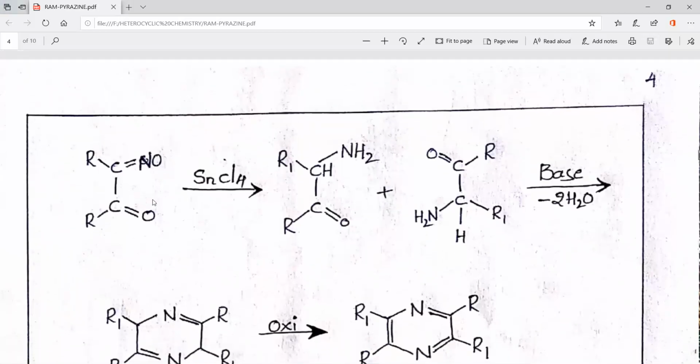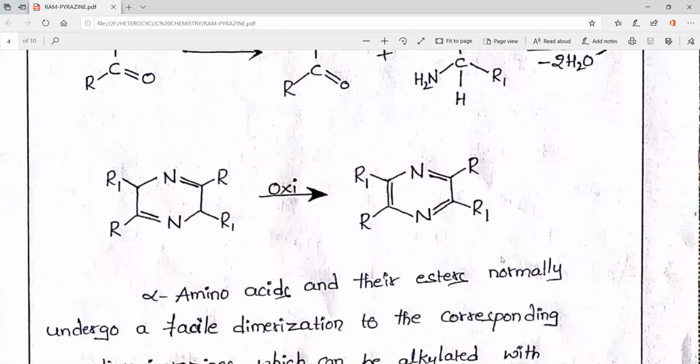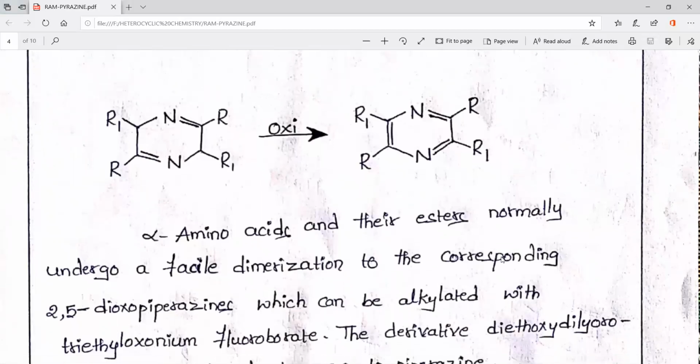So it is a nitroso compound. The nitroso compound is reduced with stannous chloride to the corresponding amine. The amine is then treated with a base. So two molecules of alpha amino ketones. This is one molecule and this is another molecule. So the nitroso compound is reduced to an amino compound. These two amino compounds will undergo condensation to form a dihydropyrazine, which on oxidation gives a substituted pyrazine.